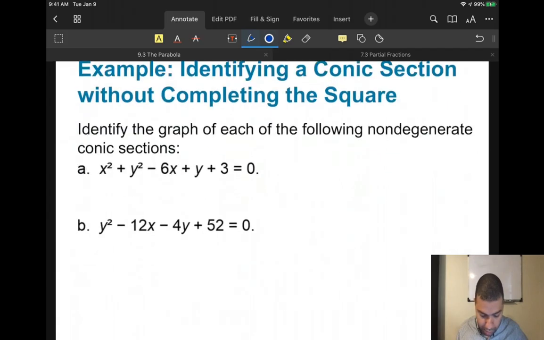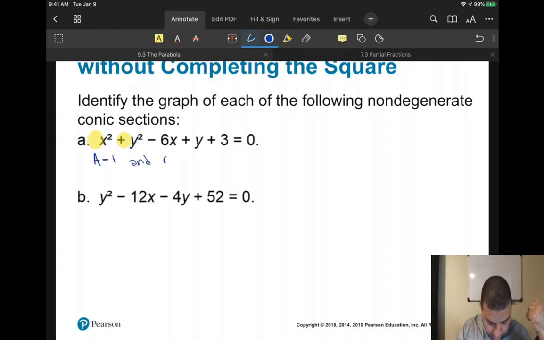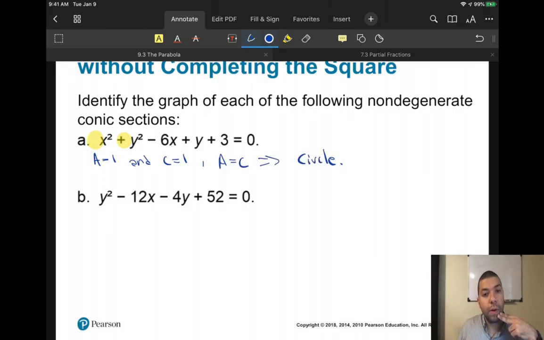So let's see an example of how to apply this. Identify the graph of each of the following non-degenerate conic sections. So you can see already that x squared and y squared have the same coefficient. So a equals 1 and c equals 1. So they're equal. So that's a circle. Right? So now a equals 0, meaning x squared does not show up, right? But y squared does, so that's a parabola. That's pretty much it. Okay?